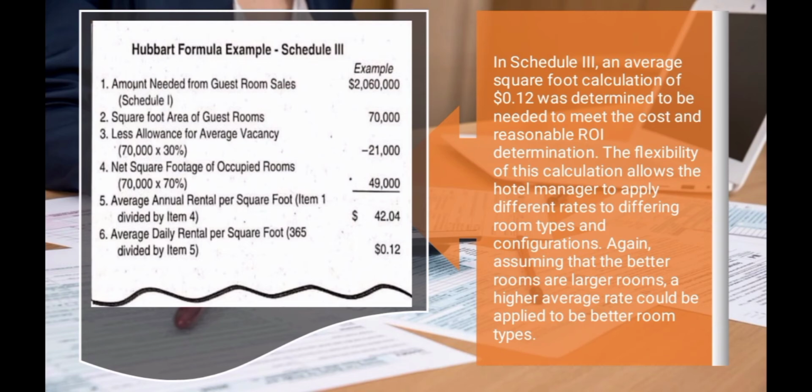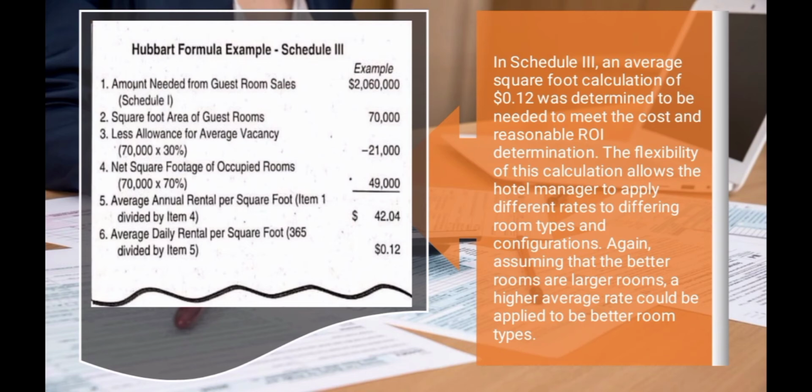$2,060,000 from Schedule 1. Then you have the square foot area of guest rooms. From the example, it is 70,000. So 70,000 will be multiplied by 30%, which is 21,000. This is the less allowance for average vacancy. To get the net square footage of occupied rooms, we have to deduct 21,000 from 70,000, and we arrive at 49,000. It will be our net square footage of occupied rooms.